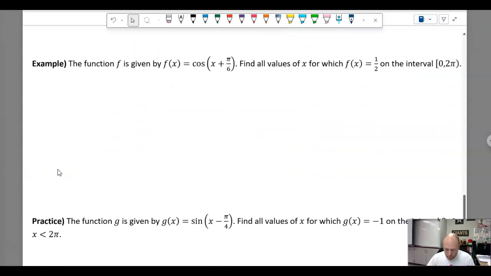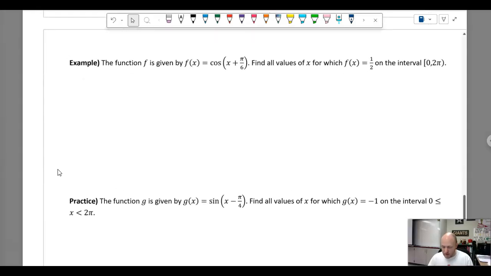All right, hopefully you're feeling a little bit okay now. Let's go ahead and see what happens if I have an additive value on the inside. The function f is given by f of x equals cosine of x plus pi 6. Find all values of x for which f of x equals 1/2 on the interval 0 to 2 pi exclusive. So notice they include 0, they exclude 2 pi. So if I have an answer that falls at that value, you're going to use angle 0.